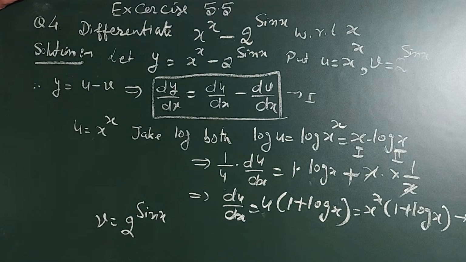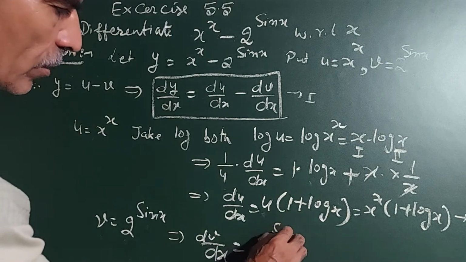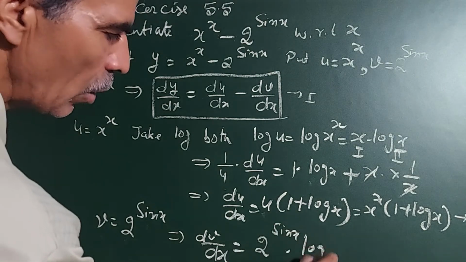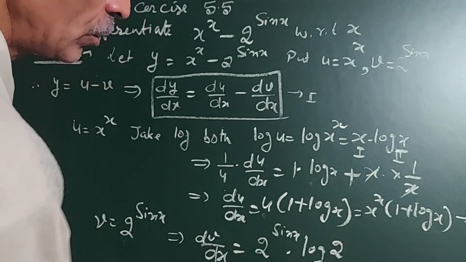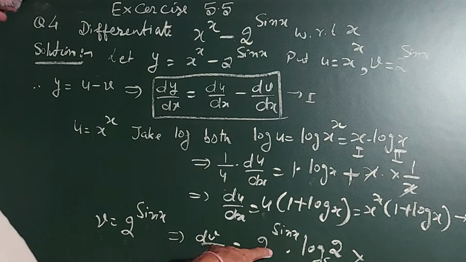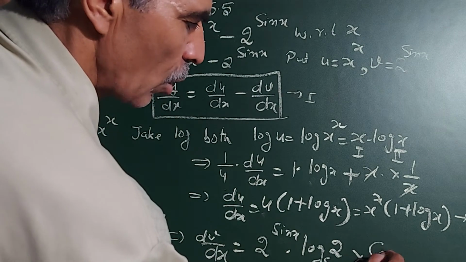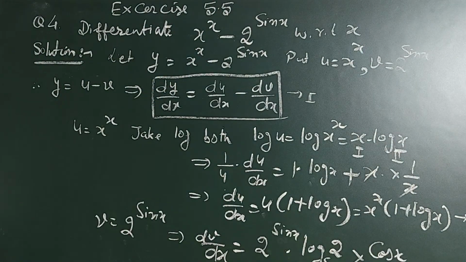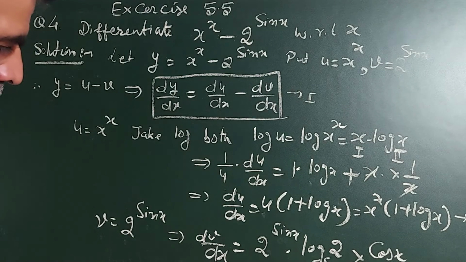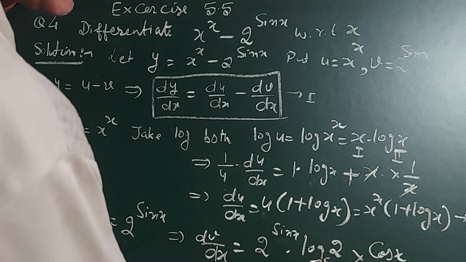We know derivative of a raised to power x is a raised to power x into log of a to the base e. So dv upon dx is a raised to power x means 2 raised to power sine x into log of a means 2 to the base e into, here in place of x there is a sine x. So derivative of sine x is cos x. So this is the derivative of this function. Therefore dv upon dx is 2 raised to power sine x into log of 2 to the base e into cos x.